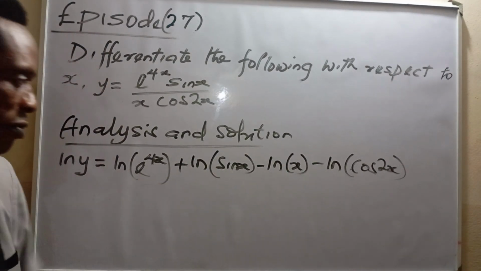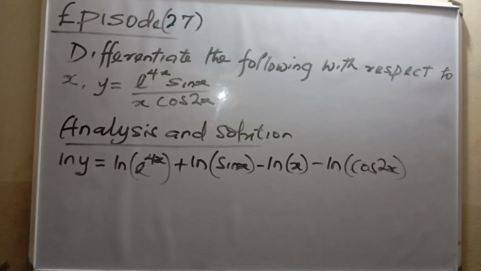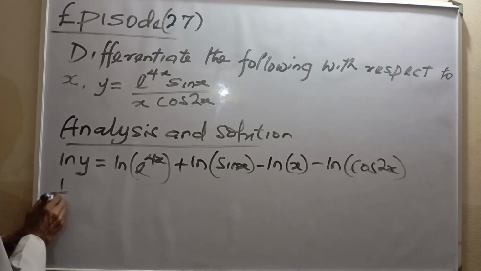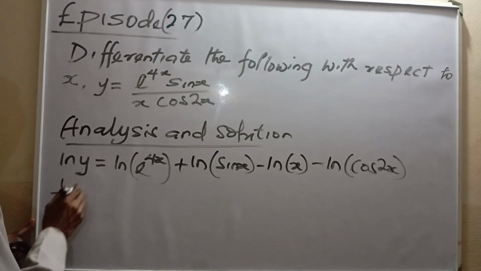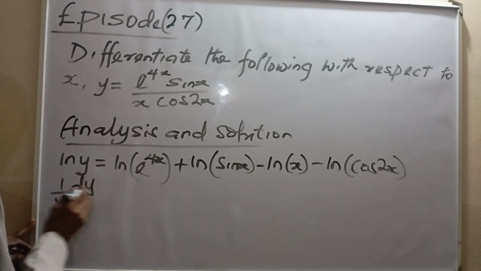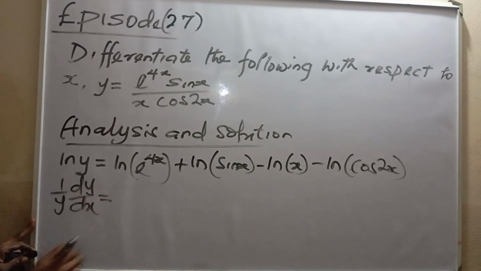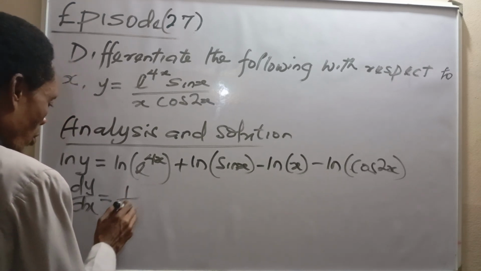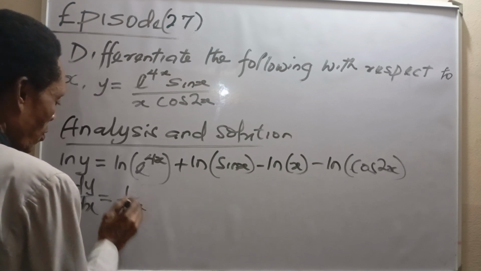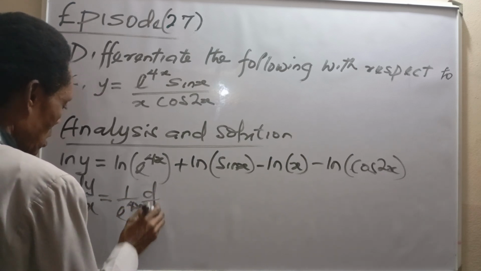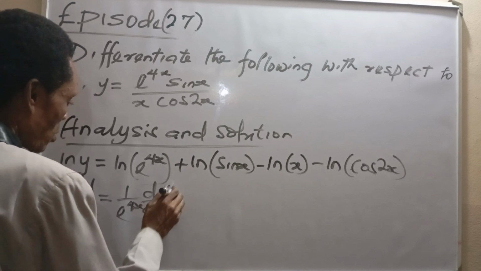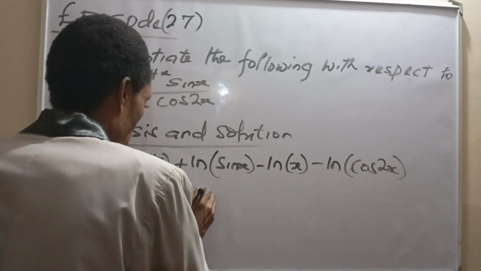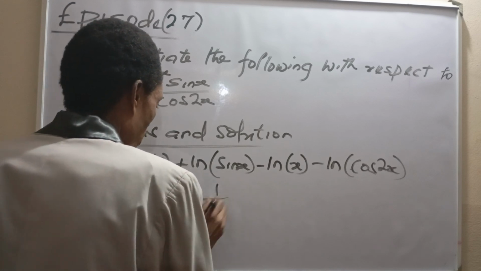We have to differentiate from here. Then how do you differentiate? So from here, for you to remove it from log, you now say reciprocal of y, then dy/dx equals the reciprocal of e^(4x), times d/dx of e^(4x), plus the reciprocal of sin x, d/dx of sin x, minus the reciprocal of x, then d/dx of x, then minus the reciprocal of cos 2x, then d/dx of cos 2x.